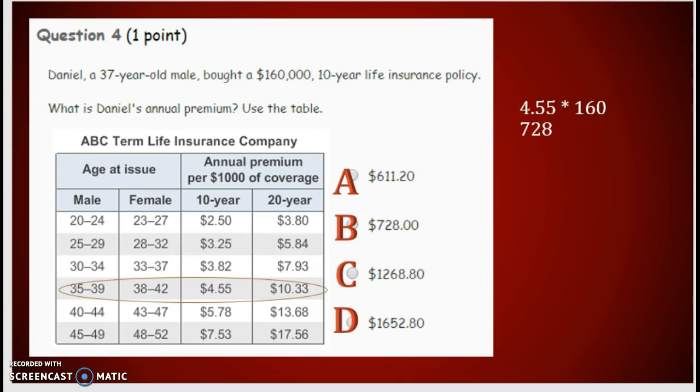37-year-old male, $160,000 in 10-year life. That's going to be 455 times 160 because it's per $1,000, and that's $728 in premium.